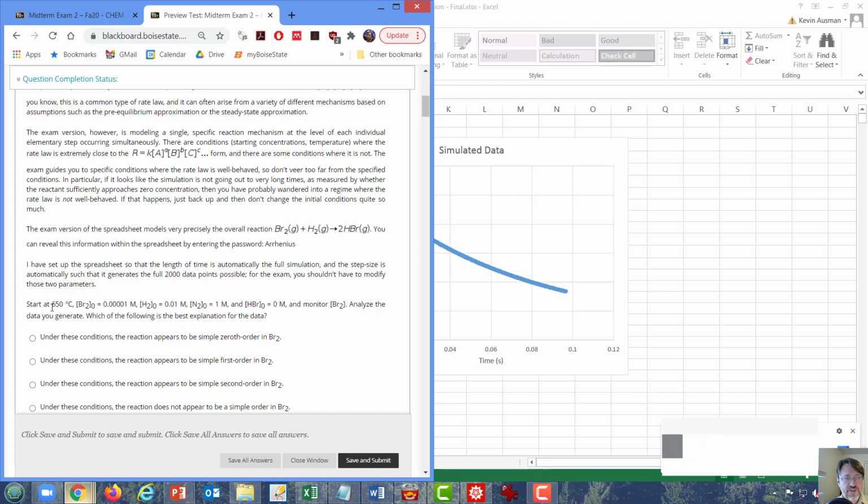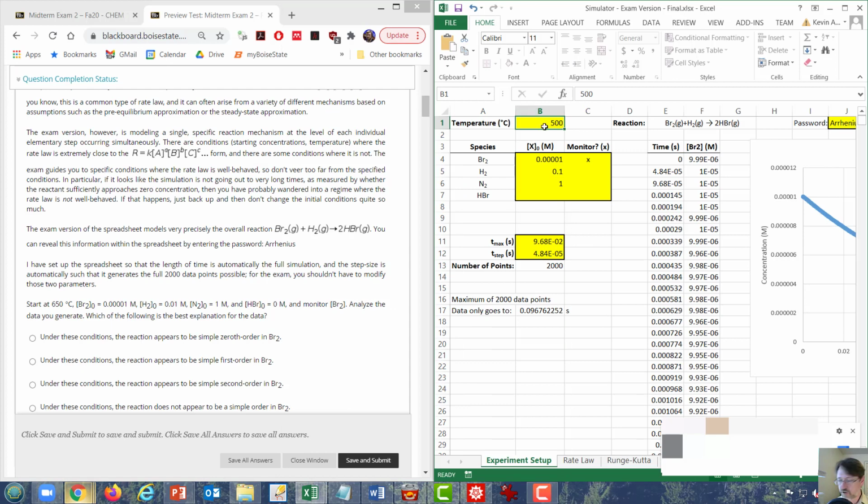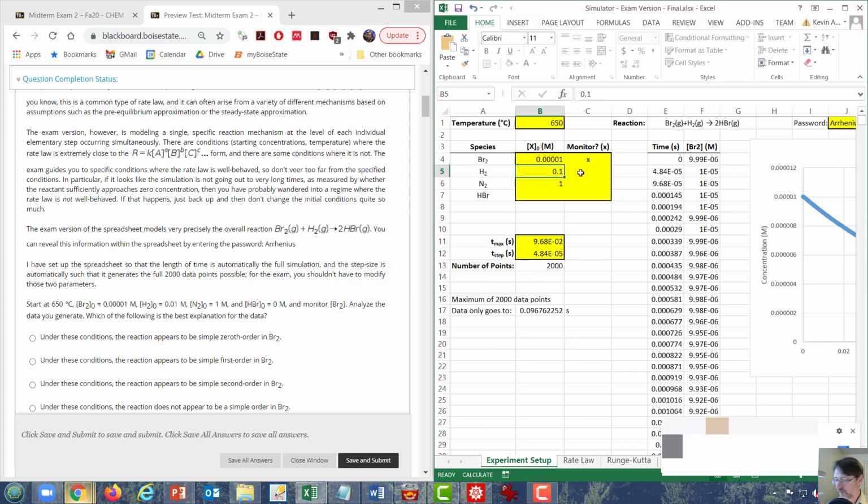Okay, start at 650. What I'm going to do is put that over here. Start at 650 degrees C, 0.00001, which is what we already have for the Br2. For the H2, 0.01. And the N2, we are putting at 1, and we're putting a 0 for the HBr. Okay. So that now generates our data.